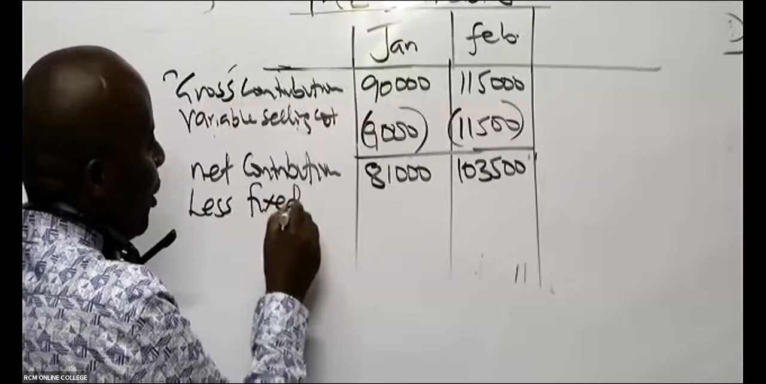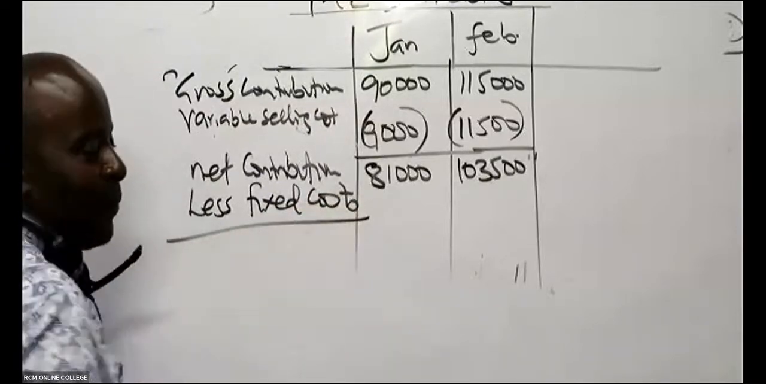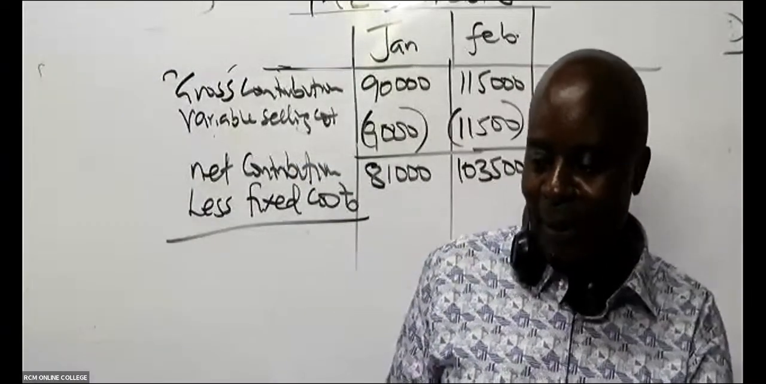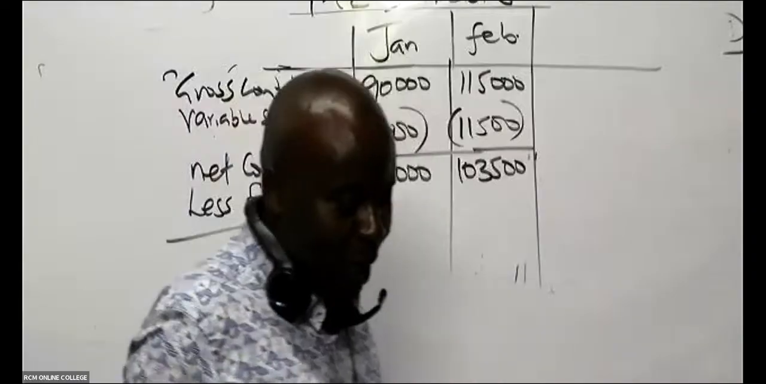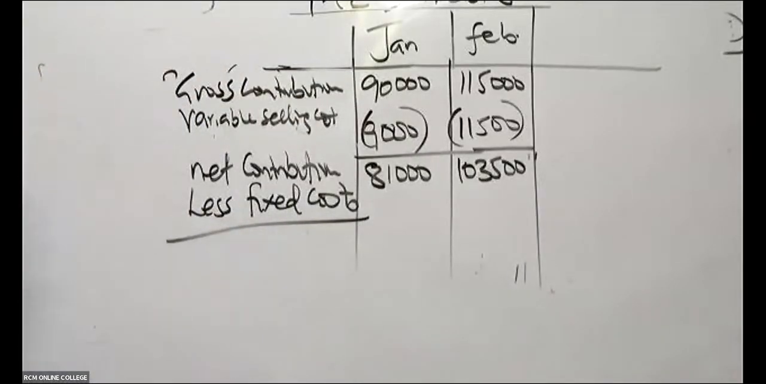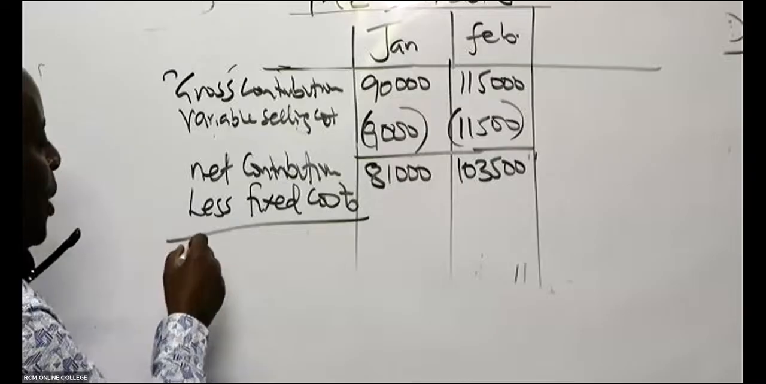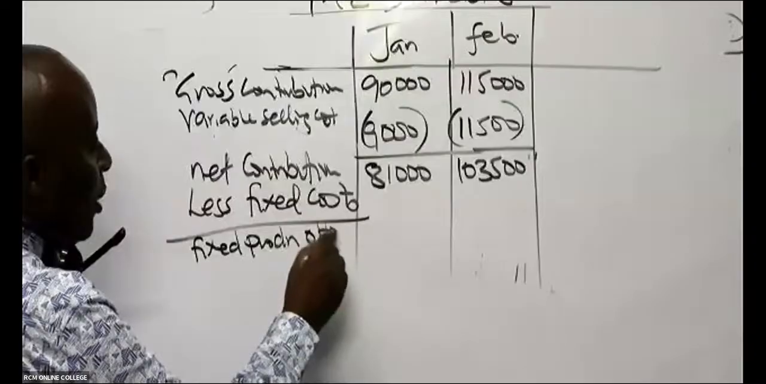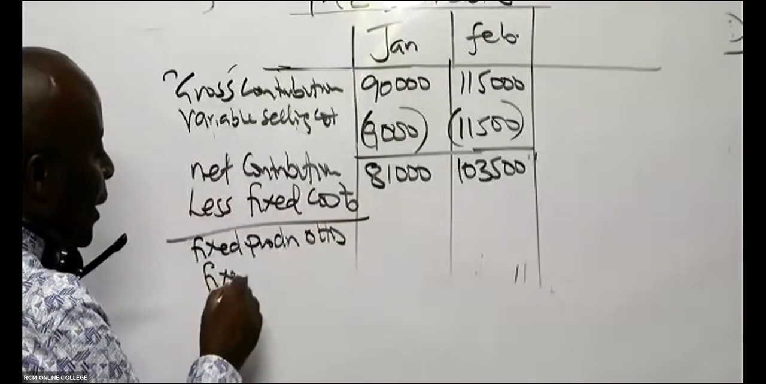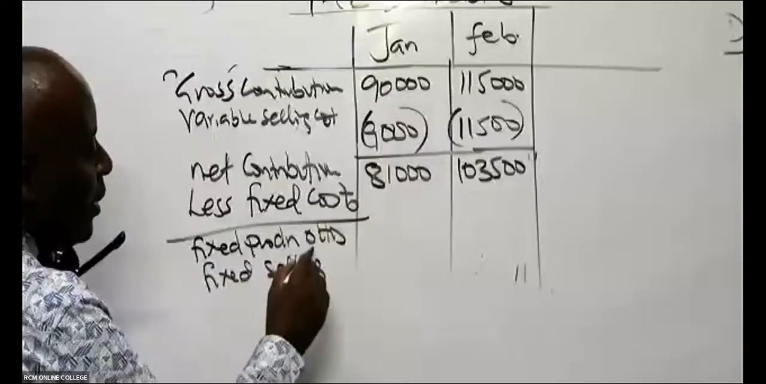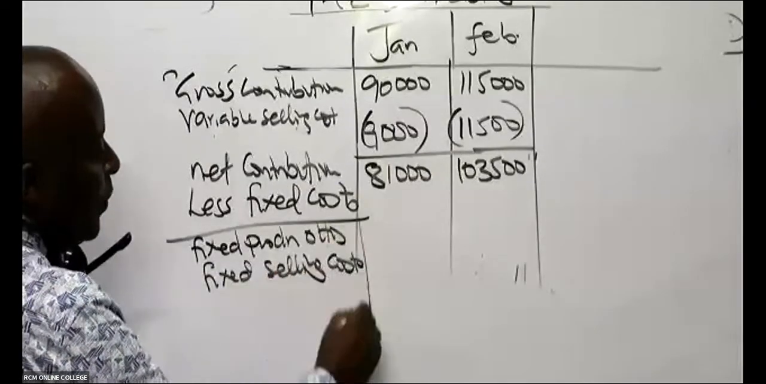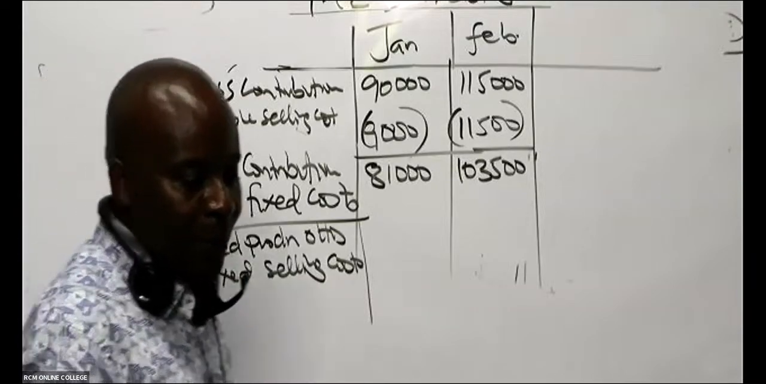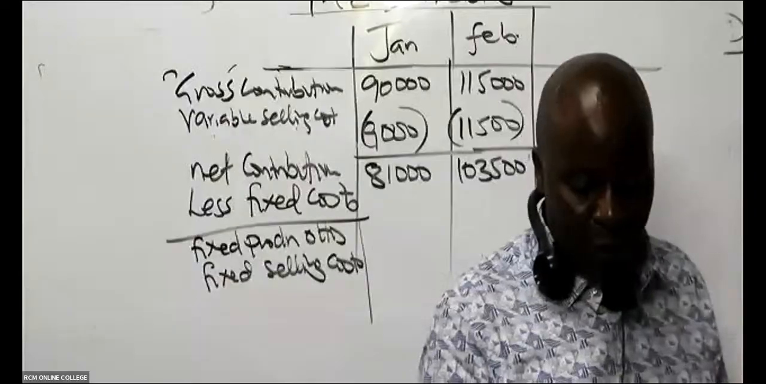And they are normally 2 most of the times, because all along we haven't captured fixed costs. So we have 2 in this case. We have fixed production overheads, and then we have fixed selling costs. Those 2. So is there somebody who can see fixed production overheads? Anybody who is able to see the fixed production overheads? Remember, in marginal.